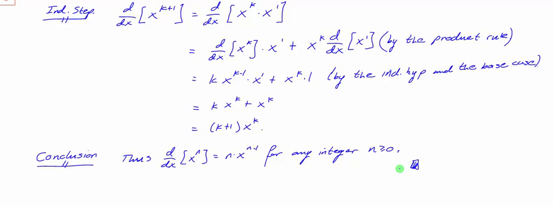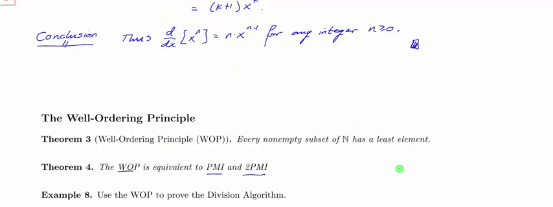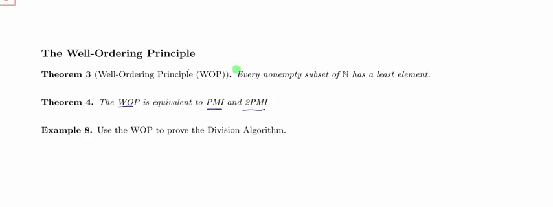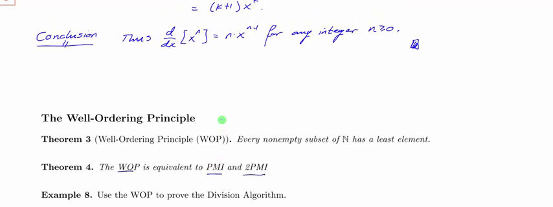Got induction, strong induction. We've already talked about the well-ordering principle. The main thing that we're using there is this Theorem 4. That is equivalent to both PMI and 2PMI, so any induction proof can be solved using strong induction. Just assume a little bit more. Any strong induction proof can be solved using regular induction, but that may be a difficult direction to go in.